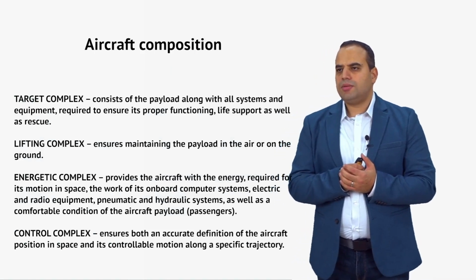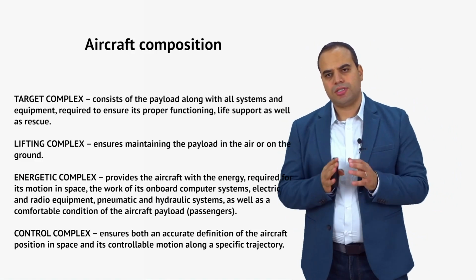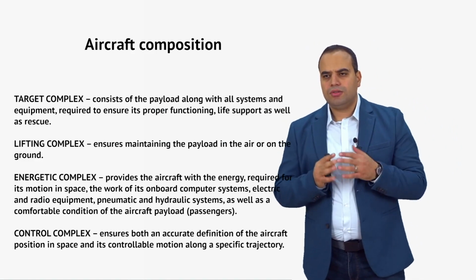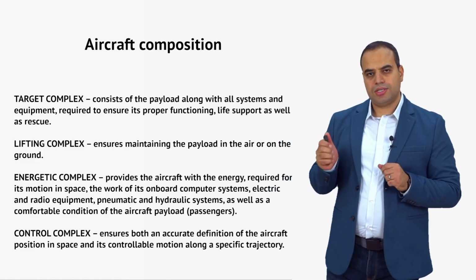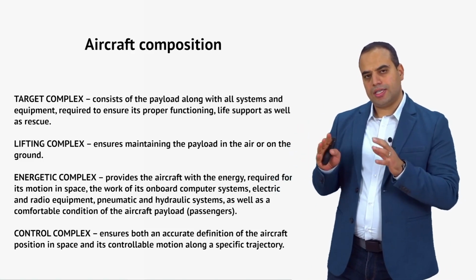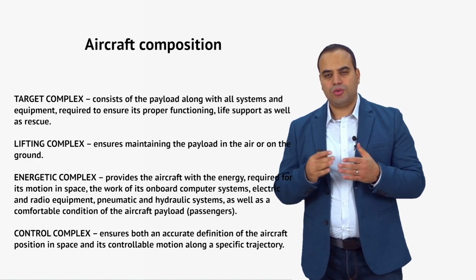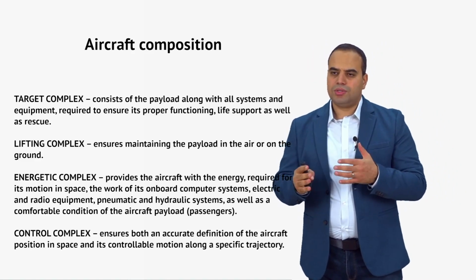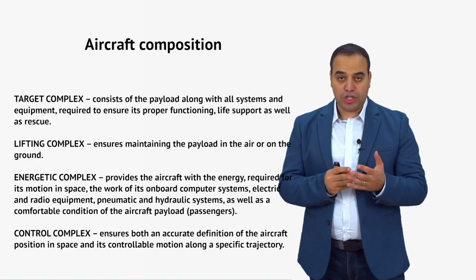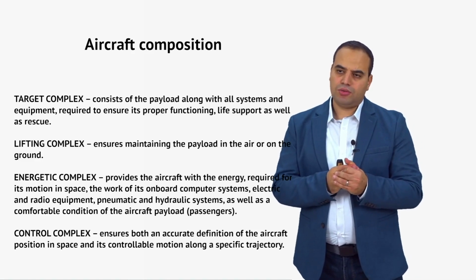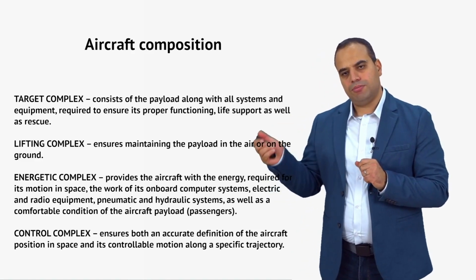Now this slide basically summarizes everything that has been said about the targets, lifting, energetic and control complex. So again, let's summarize this idea. The targets complex consists of the payload alone with all the systems and equipment required to ensure its proper functioning, life support as well as rescue, right? So life support is also part of the targets complex because it involves the ability of the aircraft to provide passengers with comfort and to be a passenger aircraft, right? So, for example, having a passenger cabin, that includes ensuring the proper temperature, pressure, and so on. So this is called a life support system that is a part of the targets complex.